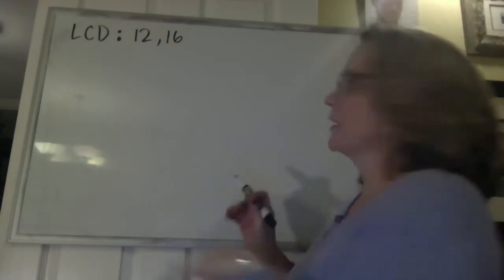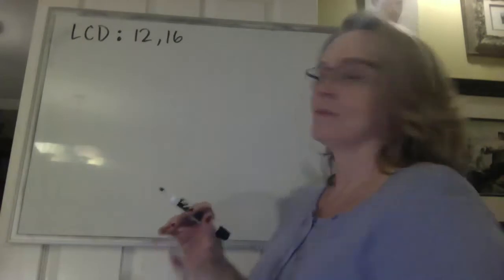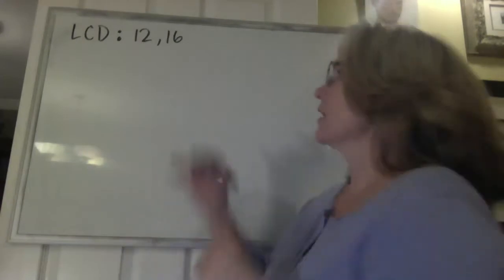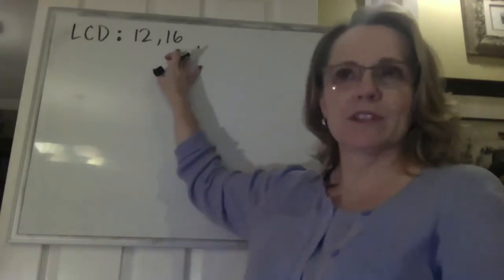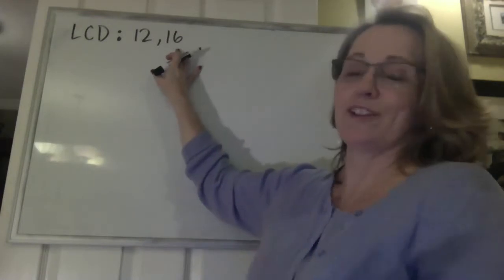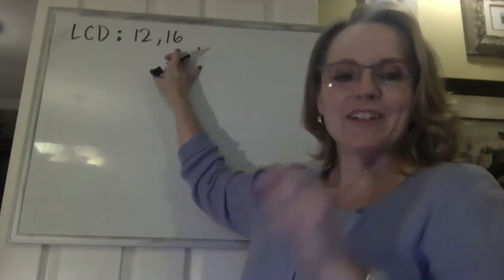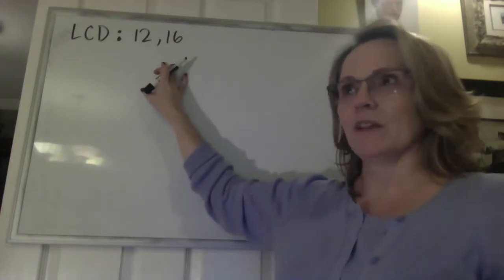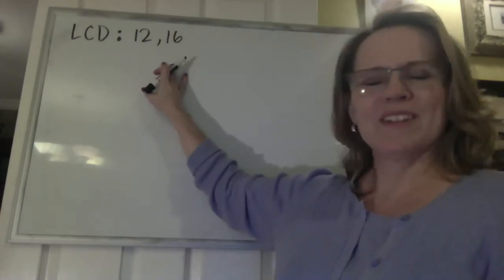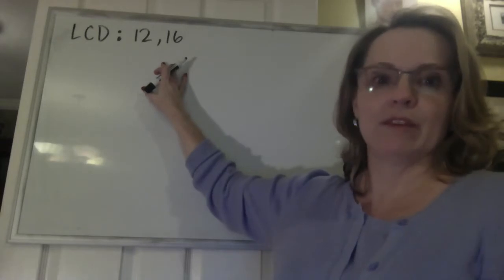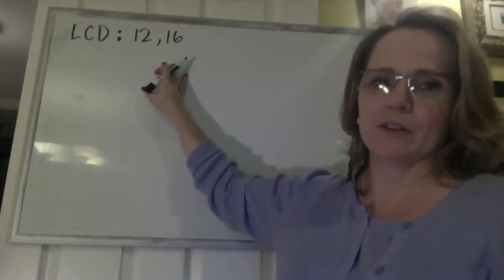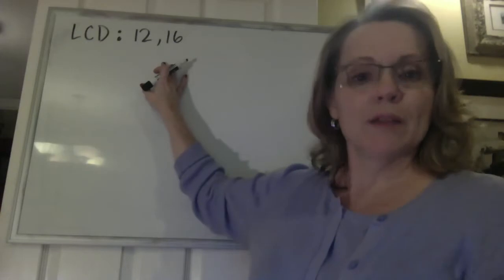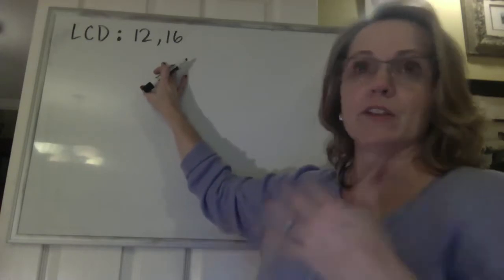What we've got up here right now is an LCD that we're looking for, for both 12 and 16. Now there are a lot of ways to do this. You could just take the biggest number and start listing multiples of 16: 16, 32, 48, and so on until you find a number that works for 12. On some of those, intuitively, that might work really nicely. Other times it's a little trickier, and that listing method might take longer than you want. So there's a way to use prime factorization to find an LCD or an LCM.